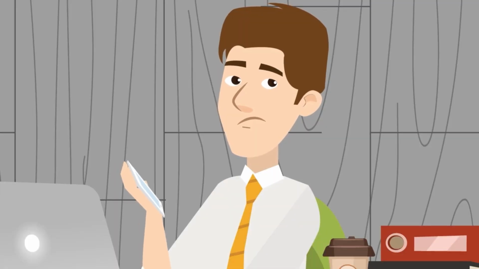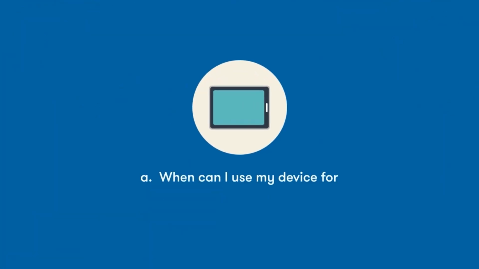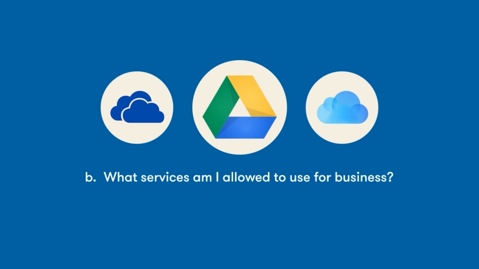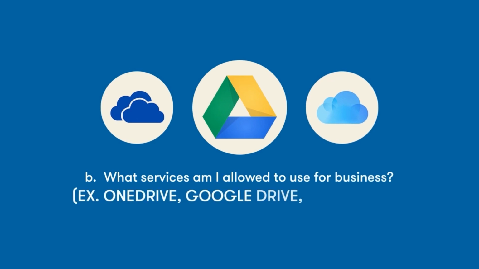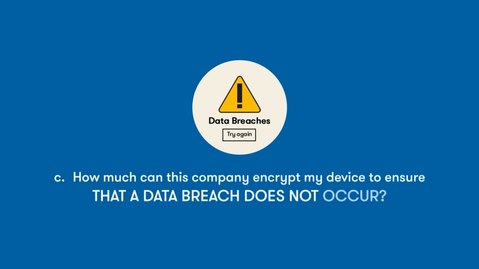If you're unsure on what your company's MDM policy entails, you can ask the following questions. When can I use my device for company business? What services am I allowed to use for business? For example, OneDrive, Google Drive, iCloud, etc. How much can this company encrypt my device to ensure that a data breach does not occur?